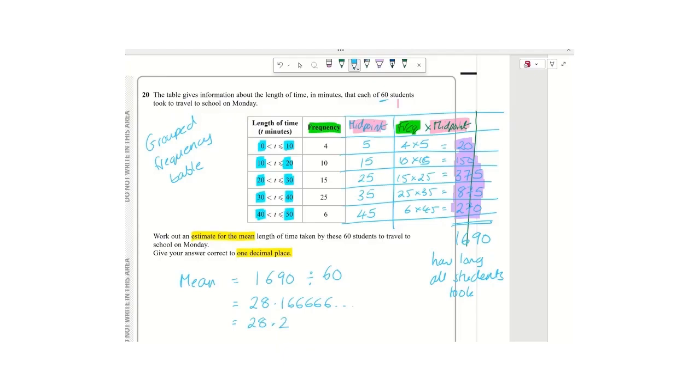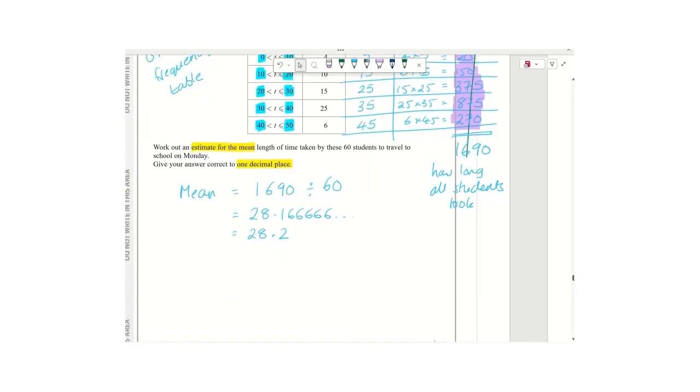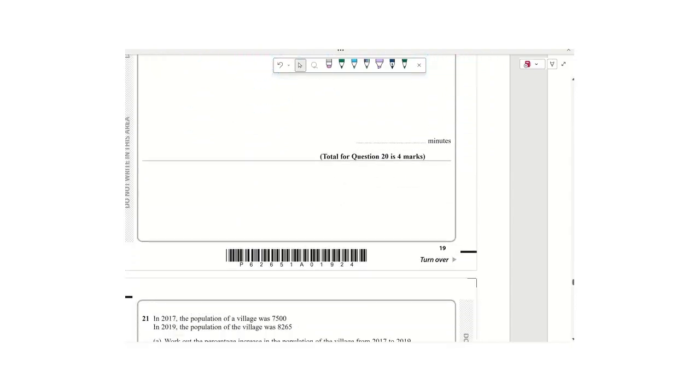There will be a grouped frequency table question on one of your papers, and if you can learn how this method works, you will be able to get all of those marks. Yeah, that's 4 marks that are achievable.